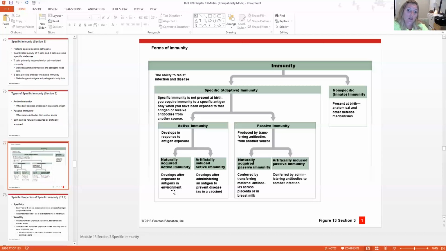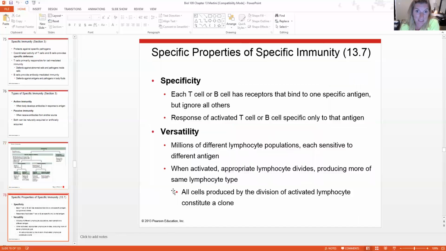Passive immunity is where you are passing antibodies from one source to another. They can be naturally acquired, like through the placenta or through breast milk. Or they can be artificially acquired, like in something like a rabies vaccine, where they're injecting you with antibodies. They're just straight up giving you the antibodies. Your body's not going to have time to make them, so they're giving them to you. And so those are the ways your body develops specific defenses.